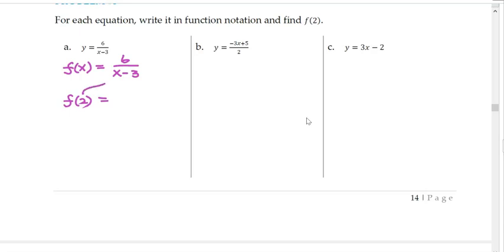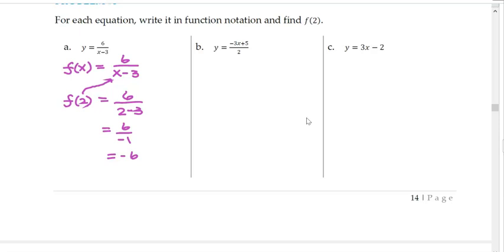We're going to put 2 everywhere we see an x. So in this one, I have 6 over 2 minus 3, right? Notice I'm not multiplying by 2 anywhere. I just replaced it, and now I just need to simplify it. So I have 6 on the top, 2 minus 3 is negative 1, and 6 divided by negative 1 is negative 6. And what we just found actually is an ordered pair that is a point on this graph.